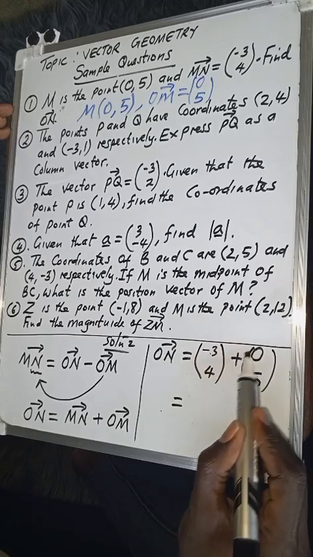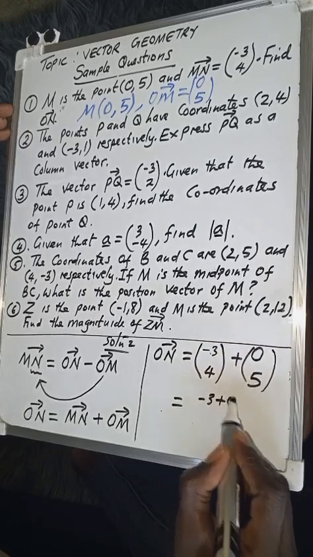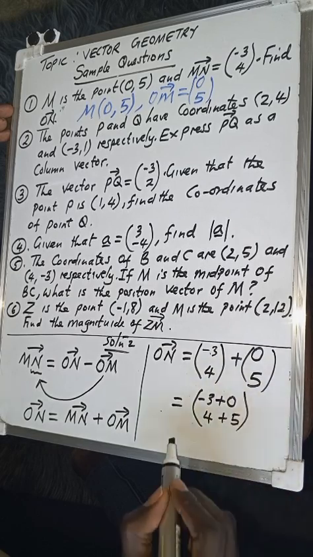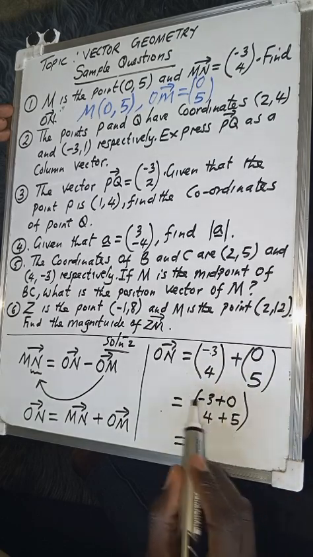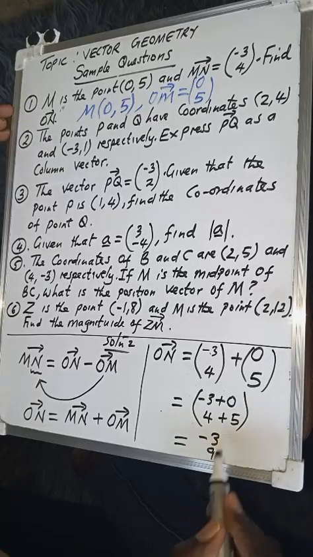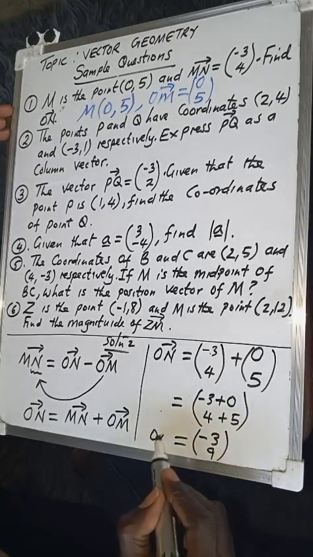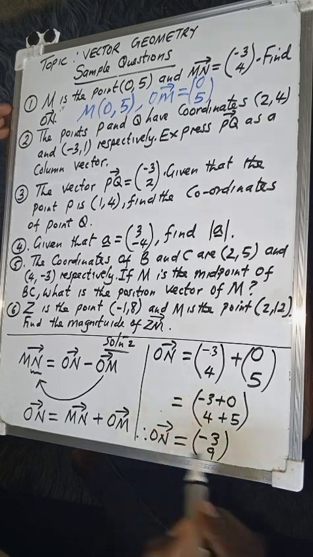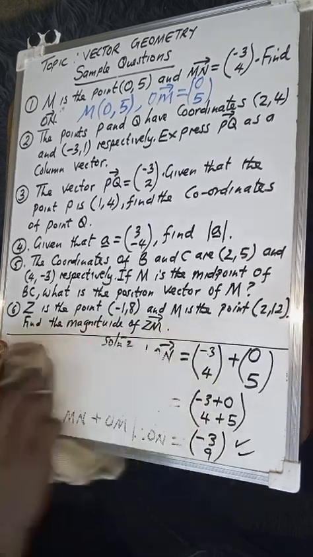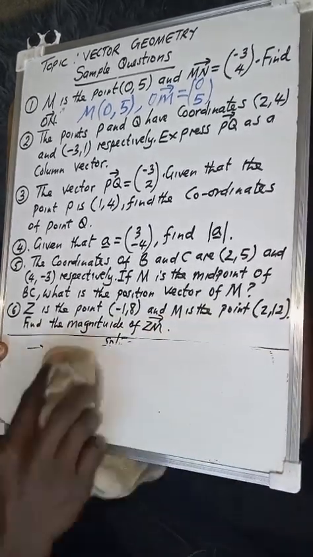So it is negative 3 plus 0, and that would be 4 plus 5 there. So what will that give you? It is going to be negative 3, and 4 plus 5 is 9. So therefore our vector ON is equal to negative 3, 9 in column form. That's basically the way you can go about it. It is not complicated. Let's move on and look at the second question.